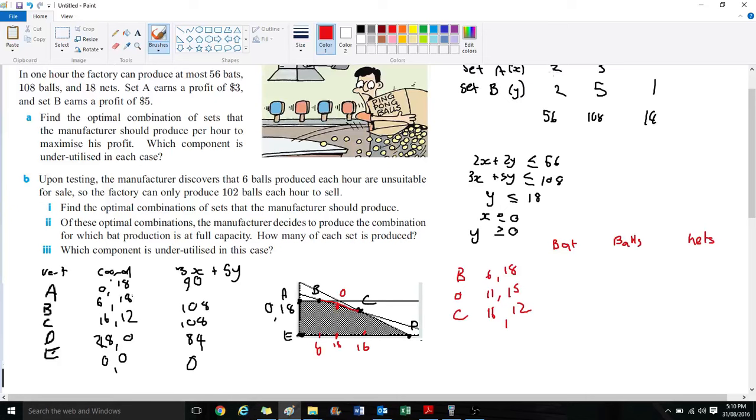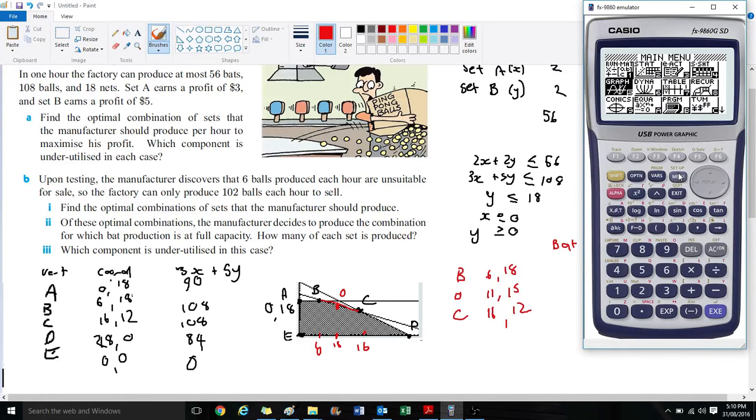Now in case B, we're making 6 sets of A, okay? A has 2 bats, all right? So in total we have 12 bats for set A. In set B, they also have 2 bats, but we've got 18 sets of B. So we have how many bats in total? Let's go into our main calculator to work this out.